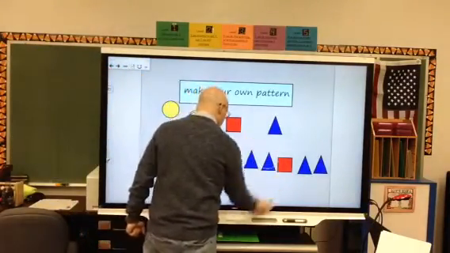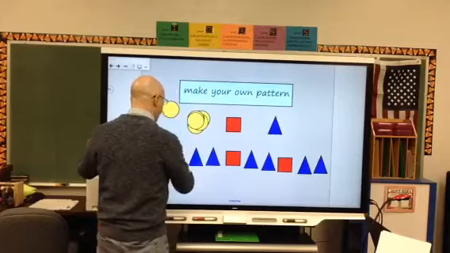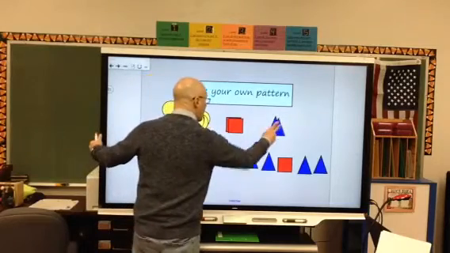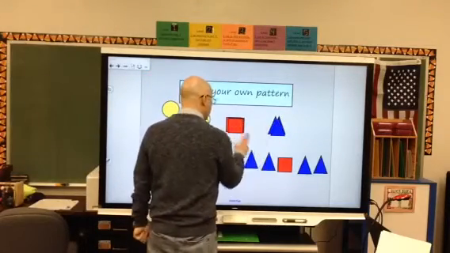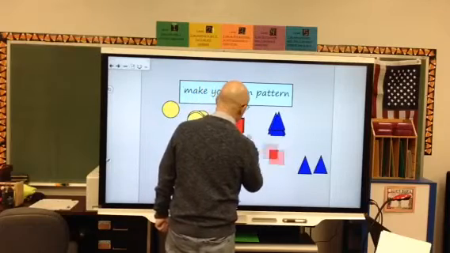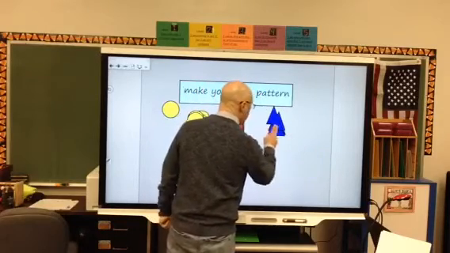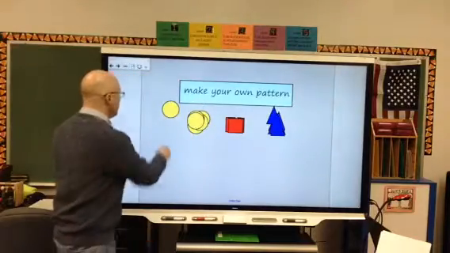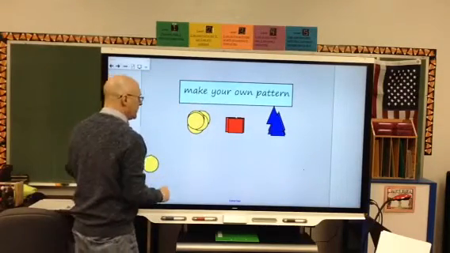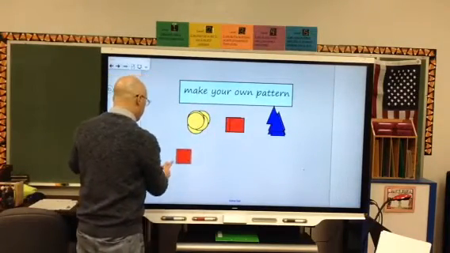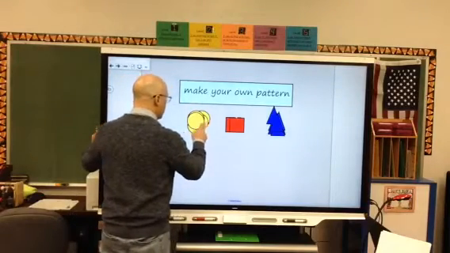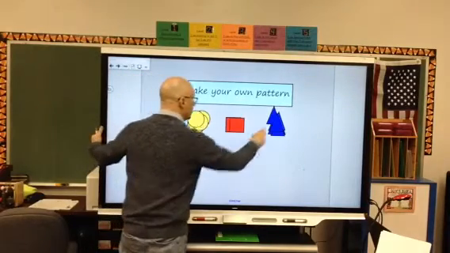Let's make another one. These are kind of fun, aren't they? I enjoy patterns. I love making patterns. They make me feel very relaxed and enjoy just making a pattern. Let's do this. Let's make a crazy one. Circle, square, circle.